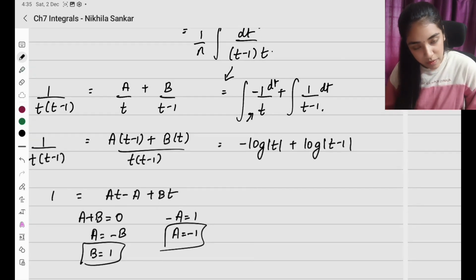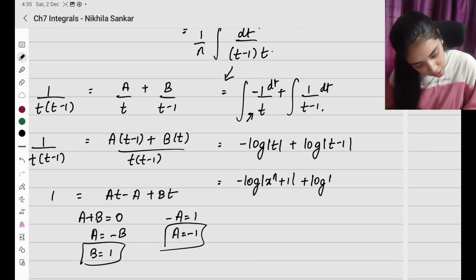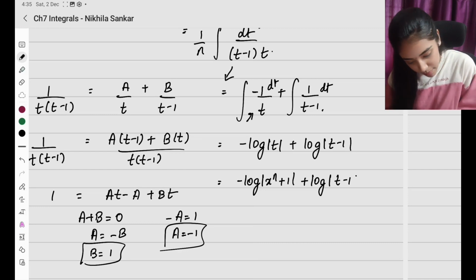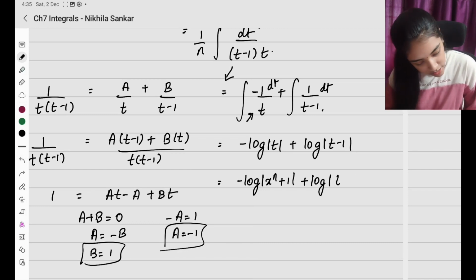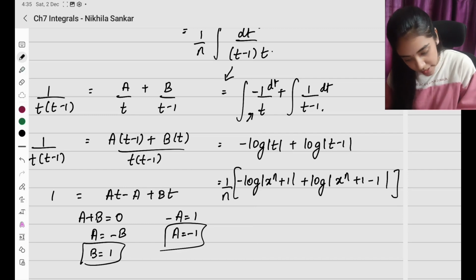Now what is my value of t? X power n plus 1. So this is nothing but minus log mod x power n plus 1 plus log mod t minus 1, which is x power n plus 1, that is t. In the place there is a minus 1. Remember, you have to multiply by 1 by n. Remember, you have a 1 by n here. So that is nothing but this.